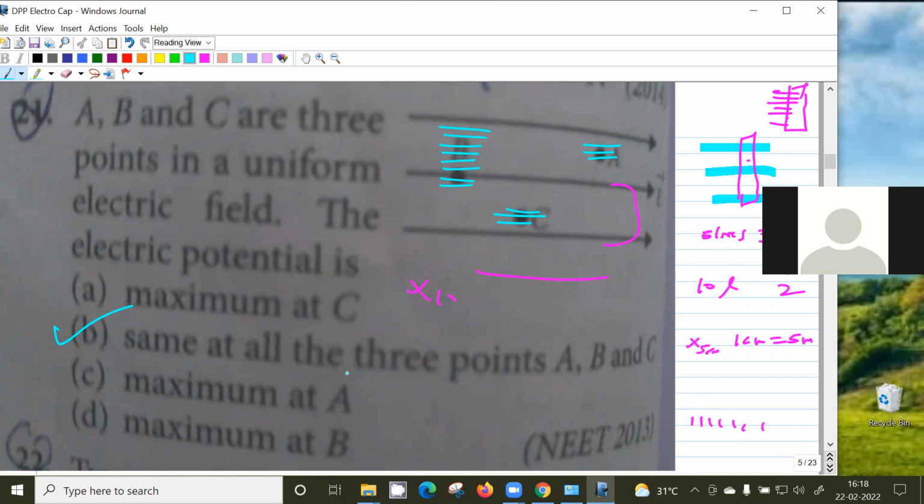Answer is correct. Option B, sir. That's not correct, no? Your volume is low. Option D, sir. Then they have not understood the question. This cannot be, maybe they have made a mistake. Maximum at B. No, it's not correct.